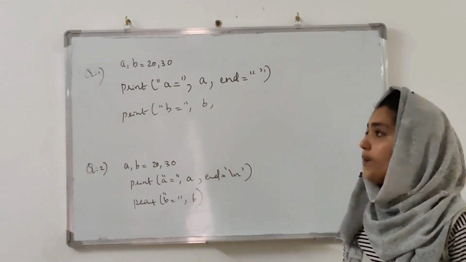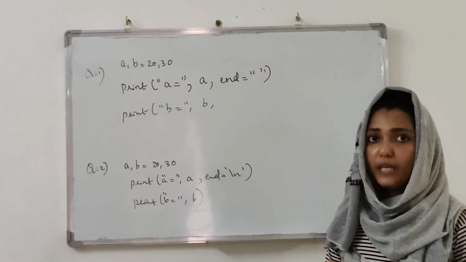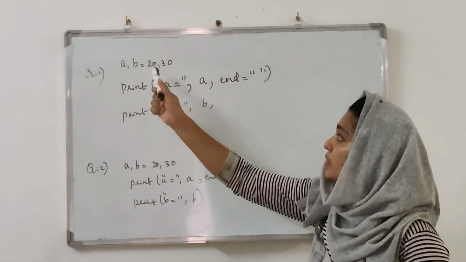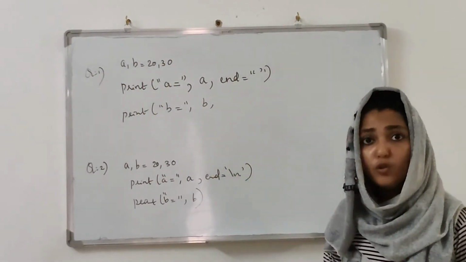Now look at these two questions. The first one is A, B is equal to 20, 30. So we can say that it is a multiple assignment statement. Then the value 20 will be assigned to A and the value 30 will be assigned to B.